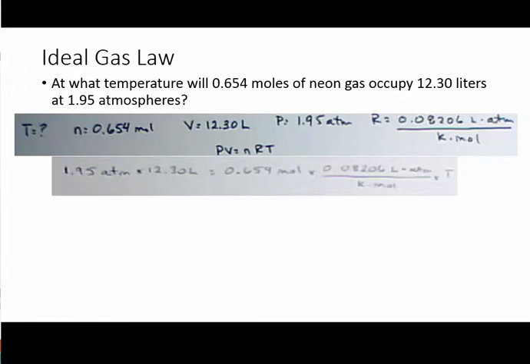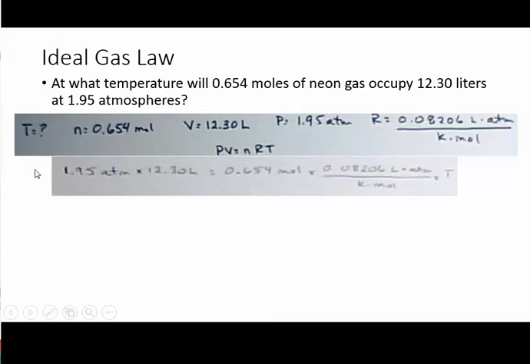The way to solve for T is to multiply this right-hand side of the equation by something that's going to get T all by itself, which means I need to multiply by the inverse of this. The inverse means 1 over 0.654 moles. I'll put that over here. I also need to multiply by the inverse of this. The inverse means we have a fraction that's flipped here. So I'll have Kelvin moles on top of 0.08206 liters times atmosphere.